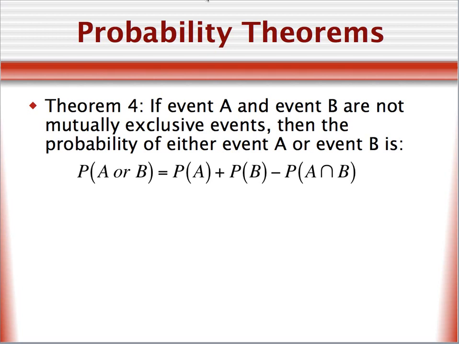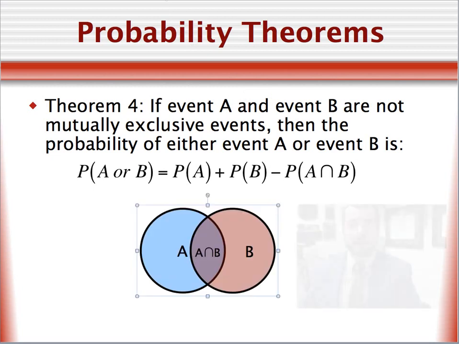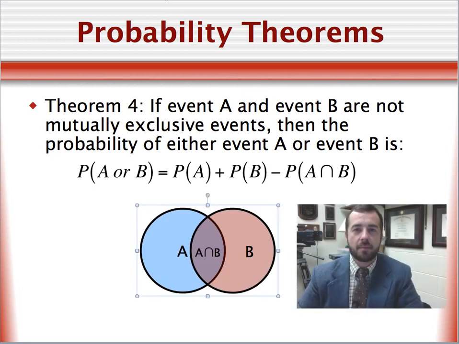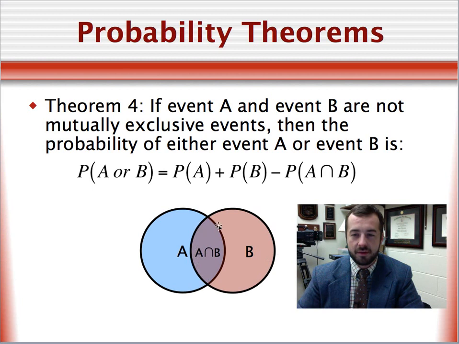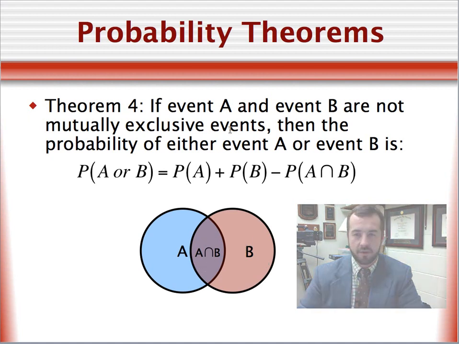Theorem 4 states that if event A and event B are not mutually exclusive events, then the probability of either event A or event B or both is given by the addition of the probability of A plus the probability of B minus the probability of both occurring. Events that are not mutually exclusive have some events in common, as illustrated by this Venn diagram. Here we have the probability of an event A, the probability of an event B, and this section represents the probability of both occurring.